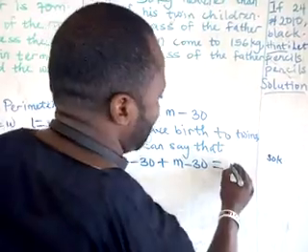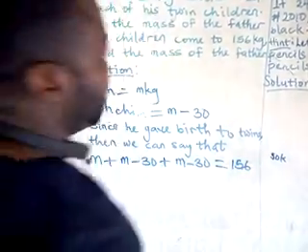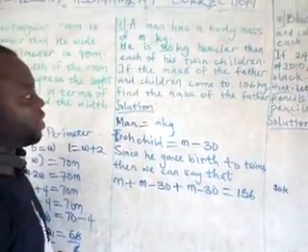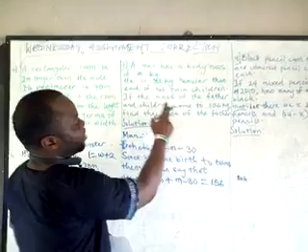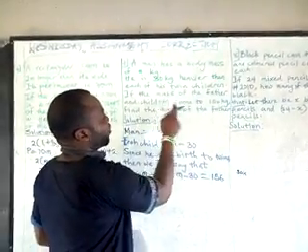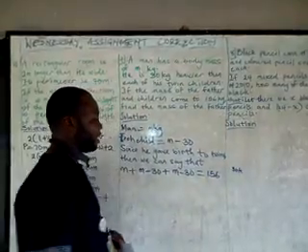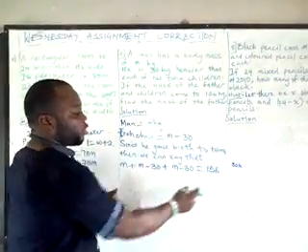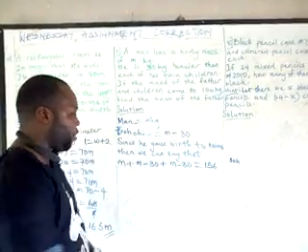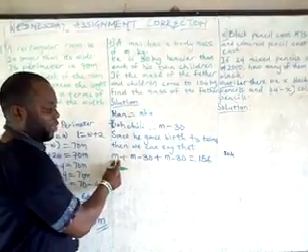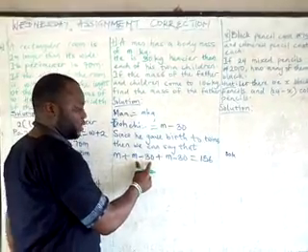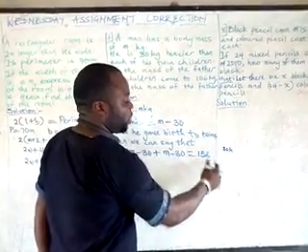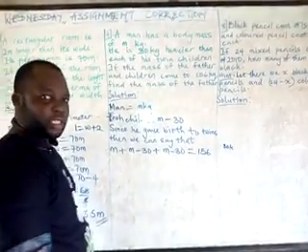Everything equals 156. Someone will ask me, how did we arrive at 156? Looking at it very well, the mass of the father and the children come to 156, that is, the mass of the father and the two kids equals 156. This is the mass of the father, this is the mass of one of the children, and the other. Everything equals 156.